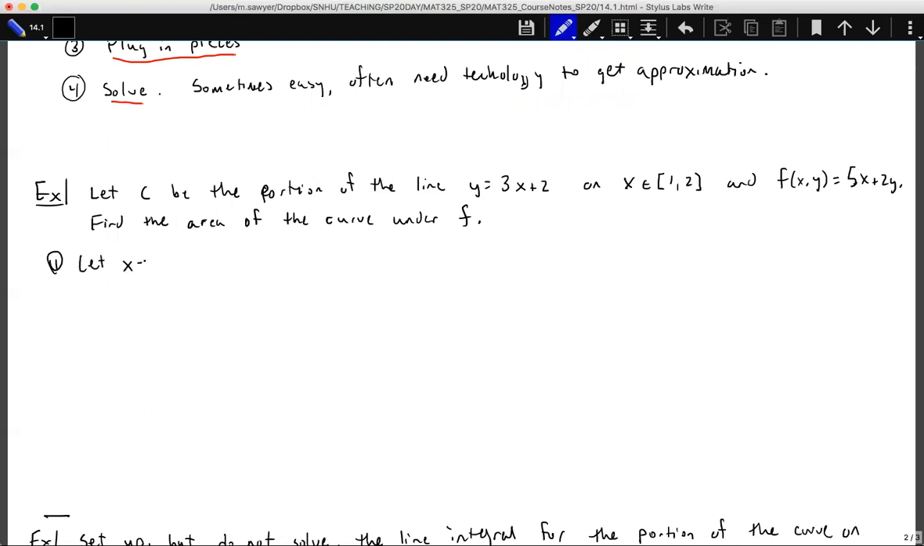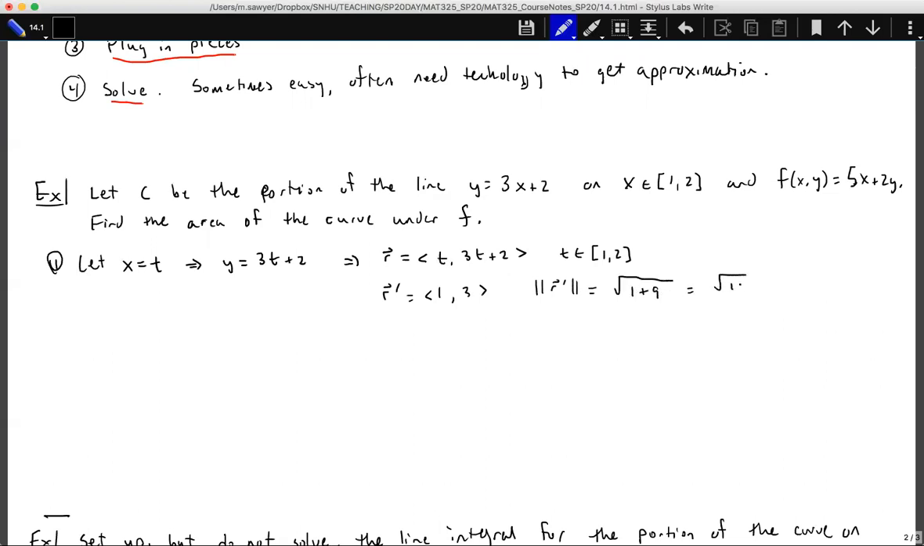So let's let x equal t. The easiest parameterization is often to let x equal t or y equal t. If we make this the case, then y equals 3t plus 2. So this means that our vector valued function for our curve is t, 3t plus 2. And t is a value from 1 to 2 because that's our x interval from 1 to 2. So r prime is equal to the vector 1, 3. So the magnitude of r prime is equal to the square root of 1 plus 9, which is the square root of 10.